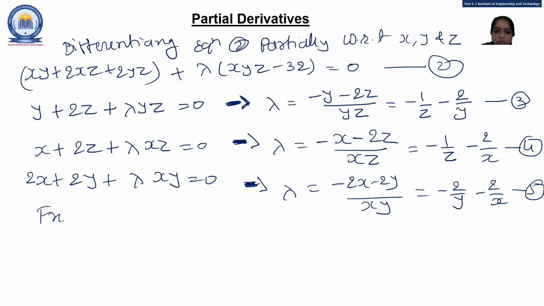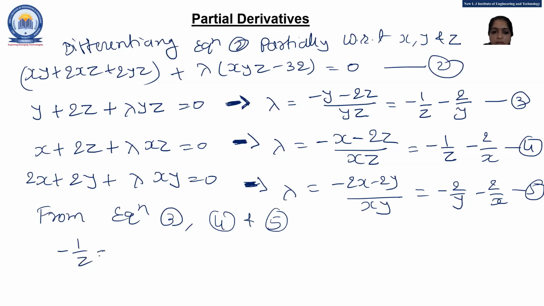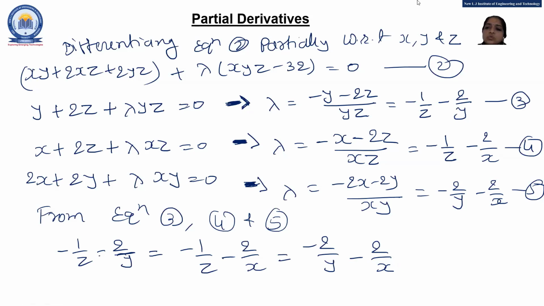Now from equations 3, 4 and 5, as you all know, we are going to eliminate the lambda. As all the left hand sides are equal, that are lambda, by equating the right hand sides, that is minus 1 upon z minus 2 upon y equal to minus 1 upon z minus 2 upon x equal to minus 2 upon y minus 2 upon x. Okay. So students, see carefully. Yes, Harshal, very good. Your answer is absolutely right.